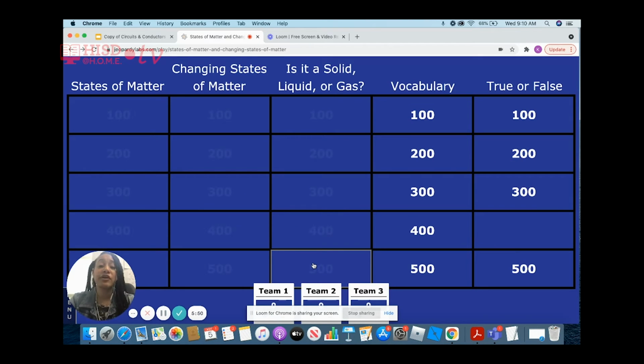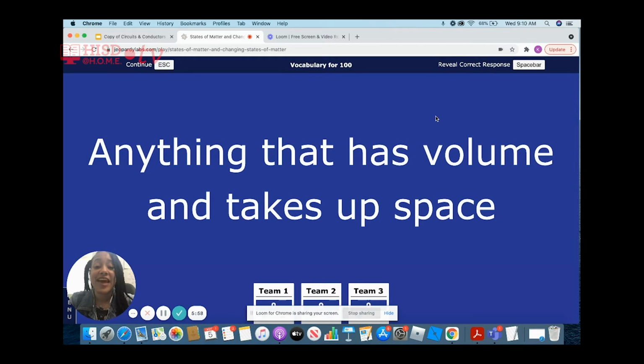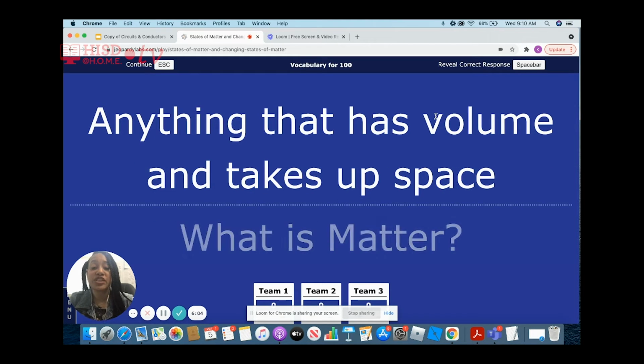Let's go to vocabulary terms. There are 5 questions within this category. Let's start with number 1. So the first question says, vocabulary for 100, anything that has volume and takes up space. Right. The answer to this question would be matter. So basically everything around you, your computer, your phone, your paper, they all are matter because they have volume and they take up space.